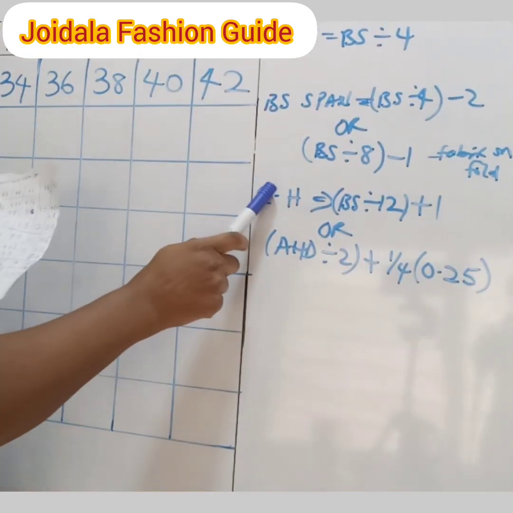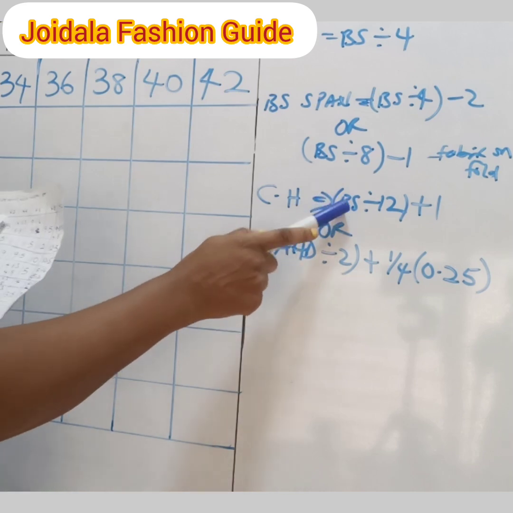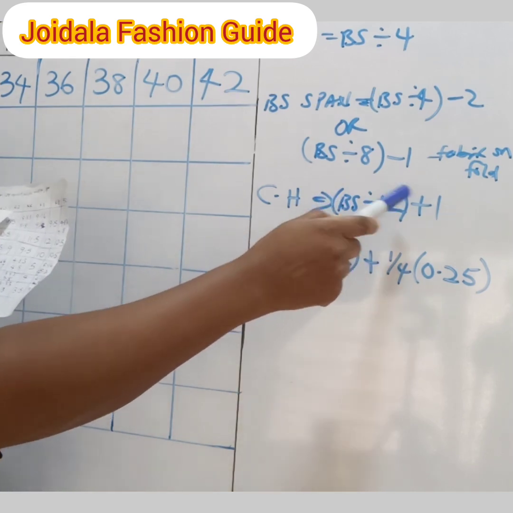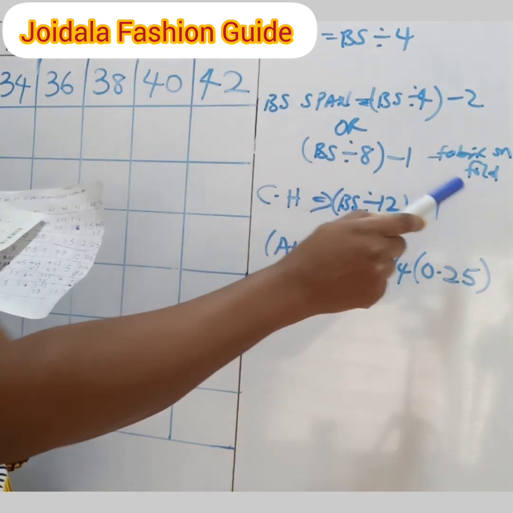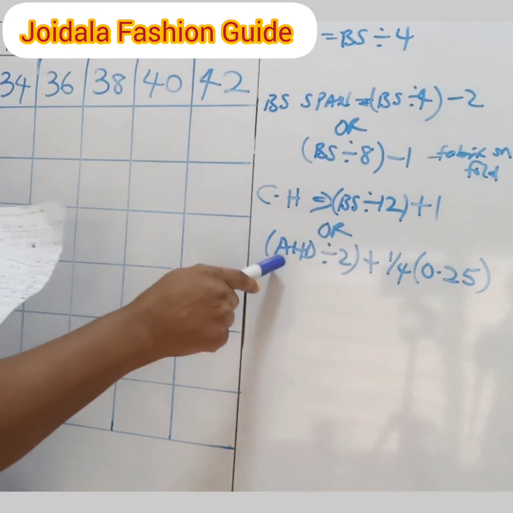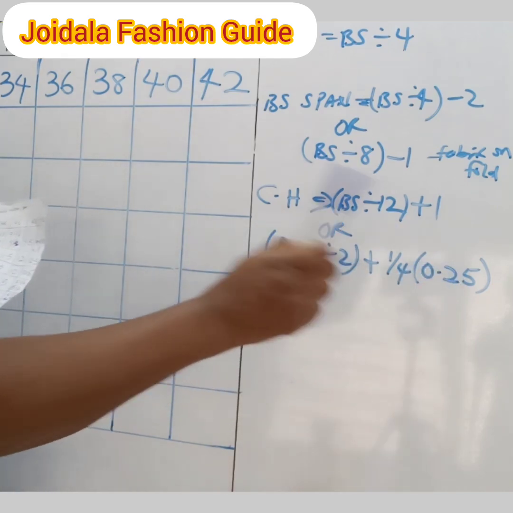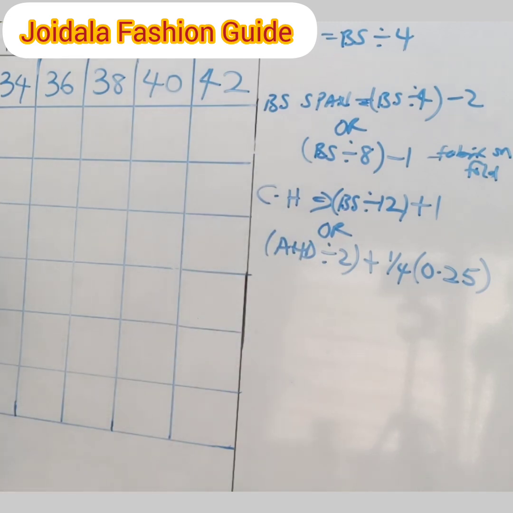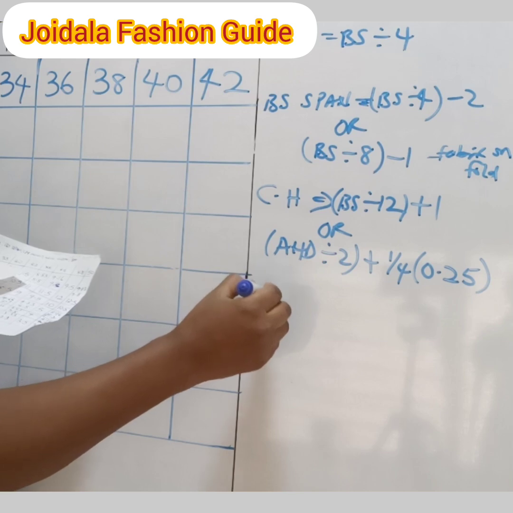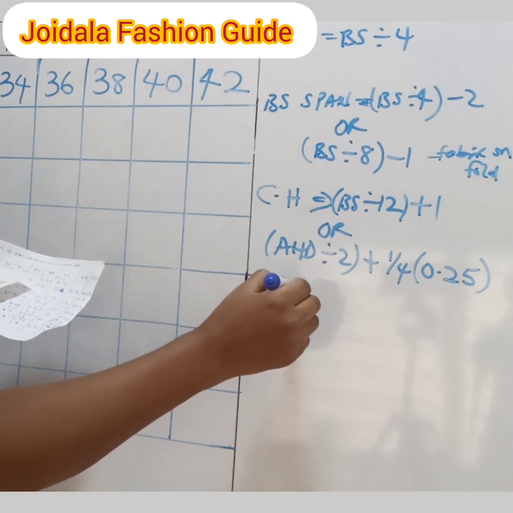The cap height. The first method is to divide the bust by 12, and then you add 1 to the answer. The second method is to divide the armhole depth by 2 and add a quarter inch to the answer. And then the next calculation is the neck width.